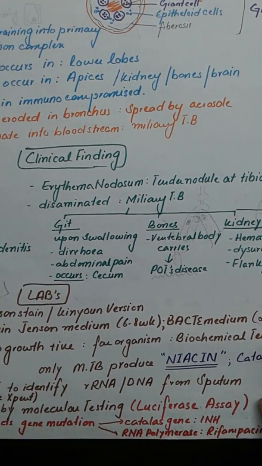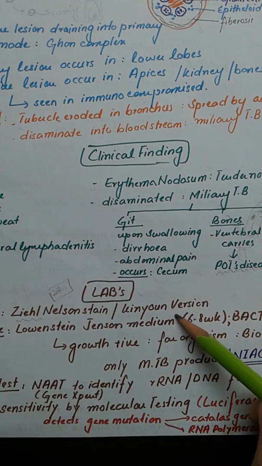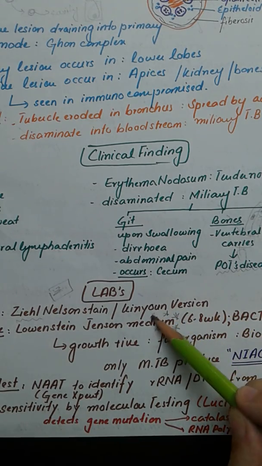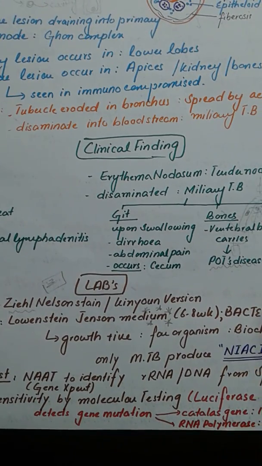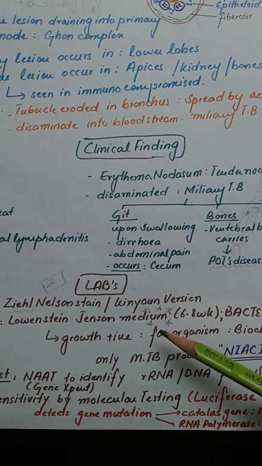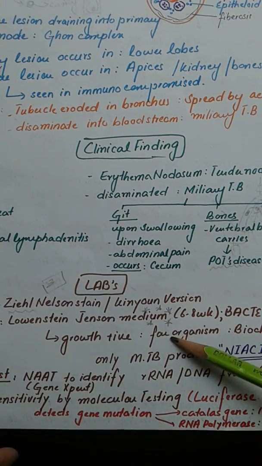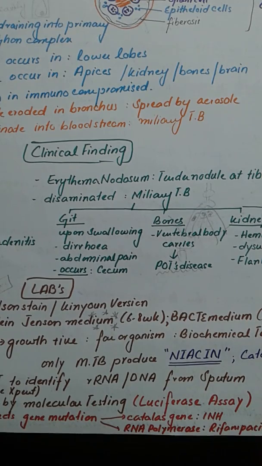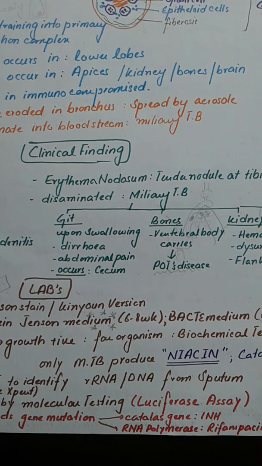That's quite smaller than the Jensen medium, but this is our basic medium on which it's normally grown. If the organism is positive, this is only to determine Mycobacterium. Now Mycobacterium, in order to identify which species actually produced it, we do a biochemical test in order to determine which type of Mycobacterium is present.